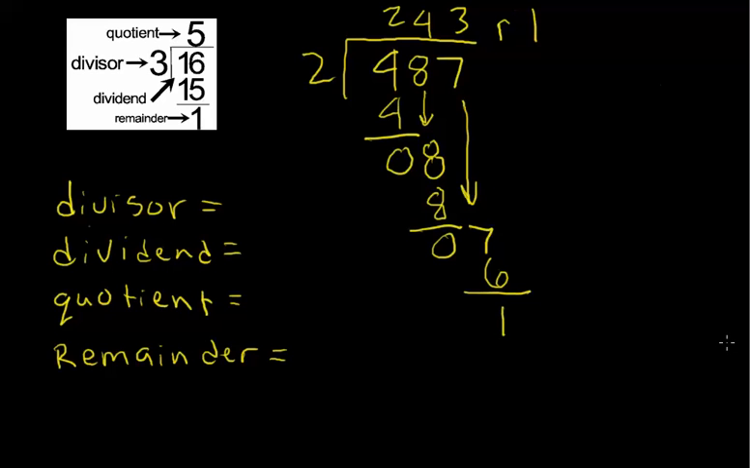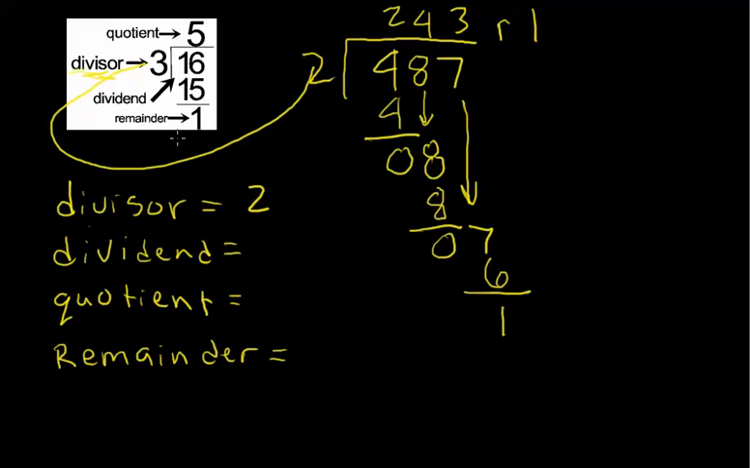The first thing we have to do is look at the divisor. The divisor is the number that's on the outside of the box that we are going to divide into the number inside of the box. So in this case, the 2 is our divisor. Because there's the 2, and over here the divisor is right there. It says divisor right there. So the divisor in the second problem is 2.